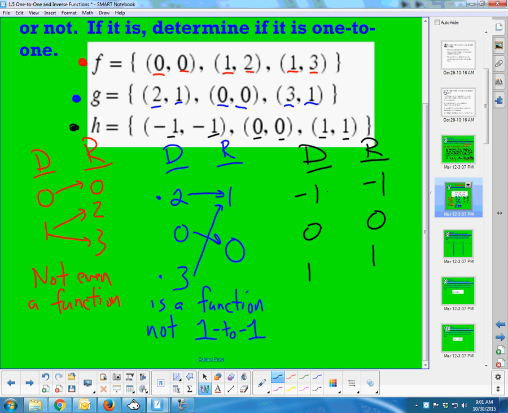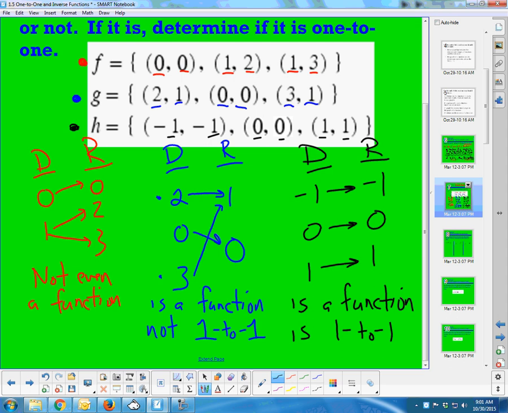Apply the mappings: -1 maps to -1, 0 to 0, and 1 to 1. Is each input paired with one output? Yes. And do I have multiple x's going to the same y? Nope. There's no arrows merging or diverging, really. So yes, this is a function, and it is also 1-to-1. So that's what we're looking for.